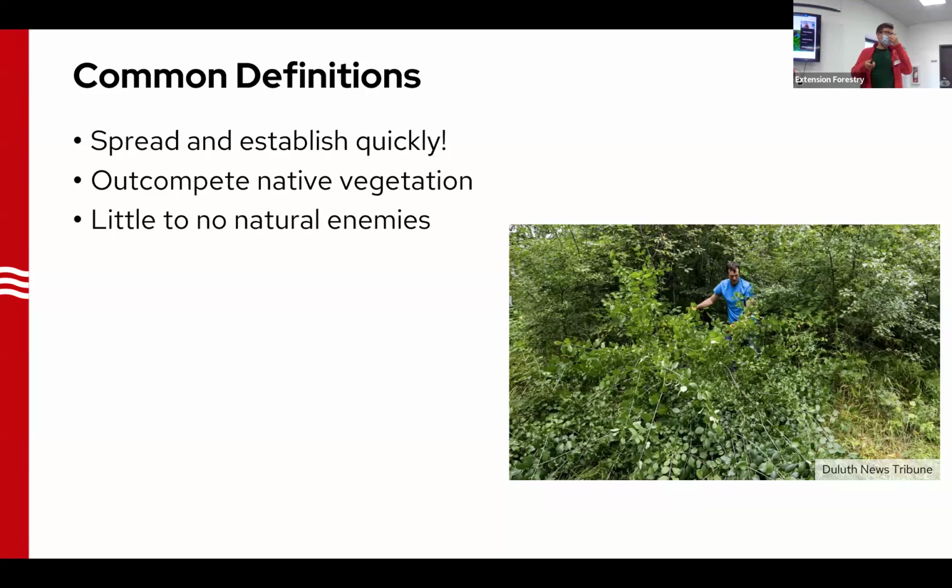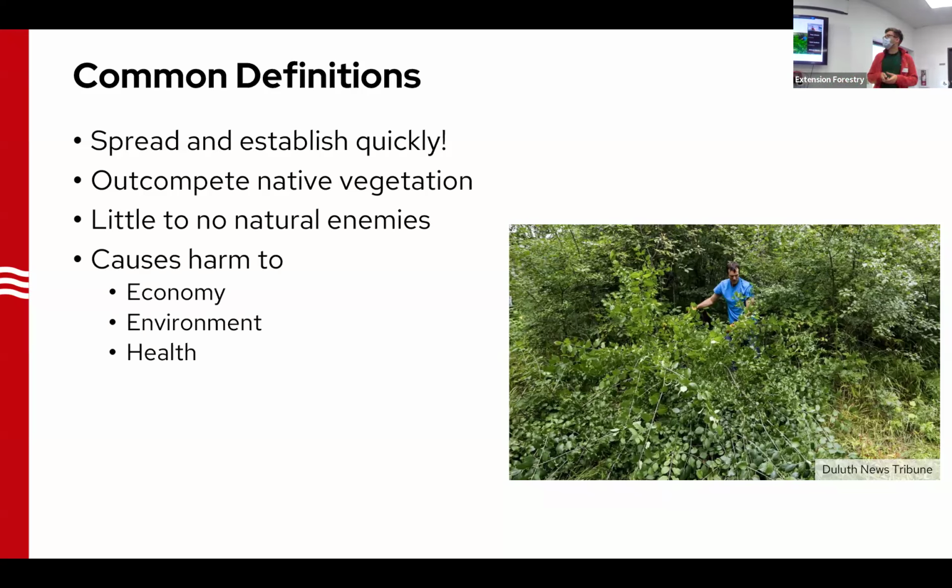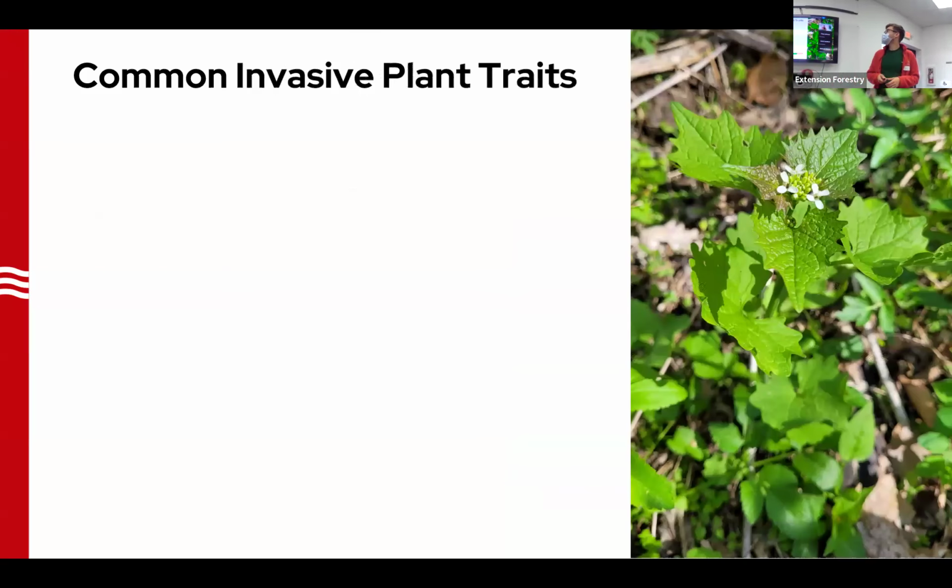They're able to do this because they have little to no natural enemies. So back home, where they're part of the ecosystem, there may be pests or pathogens that can kind of limit their populations. Not so here when they're in a new environment. But most importantly, they have to cause some demonstrated harm to either the economy, the environment, the forest itself, or to human health. So we really look at those plants that are spreading and establishing quickly and have some demonstrated harm to the forest health or the economy.